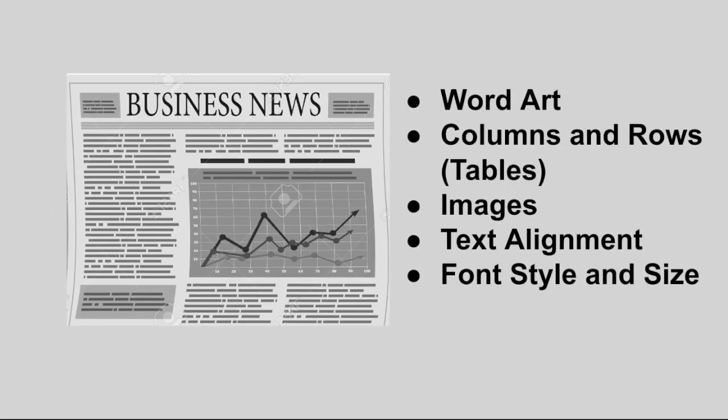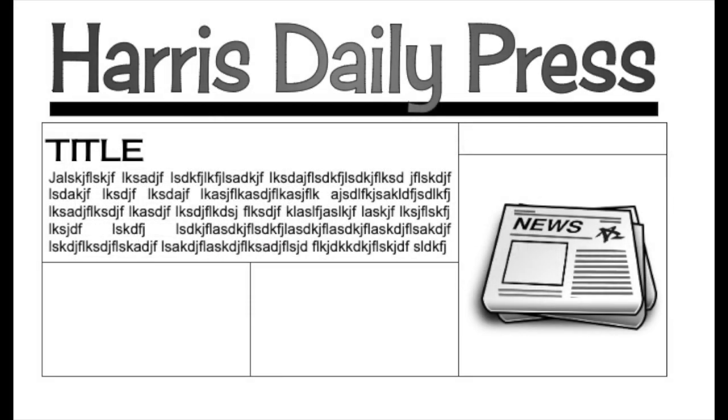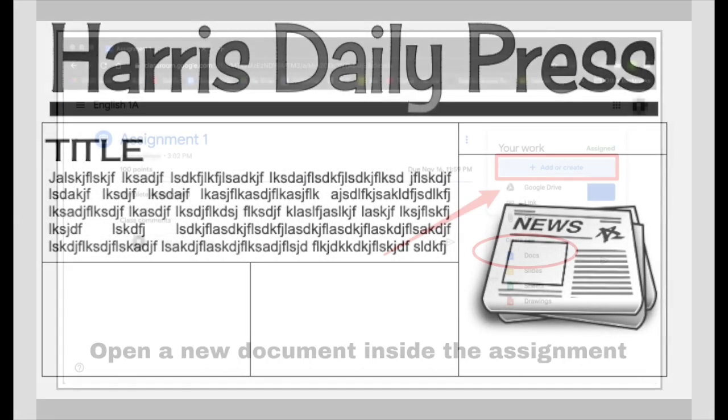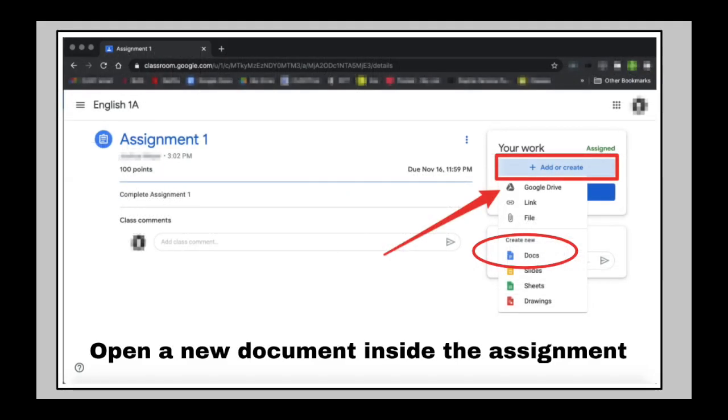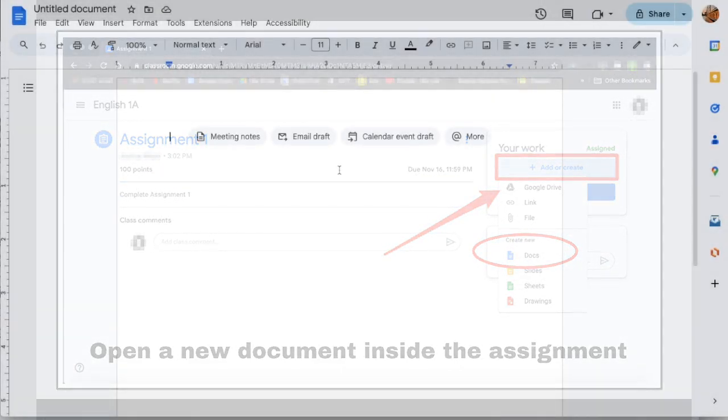Today we're going to create a newspaper. We're going to use Google Docs and many of the features within Google Docs. First, start from Google Classroom and select Doc.